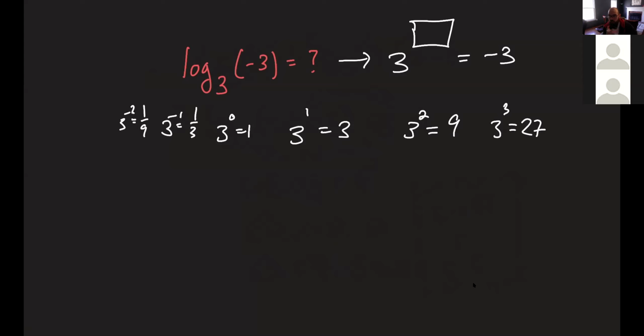And all my answers here are positive, right? So no matter what kind of numbers I put in as exponents, my outputs are never going to be negative, right? So I'm never going to have this situation. There's no numbers that I could put in there to get negative 3. So that's why this is undefined, right? There's no number that I could plug in here to give me back negative 3.